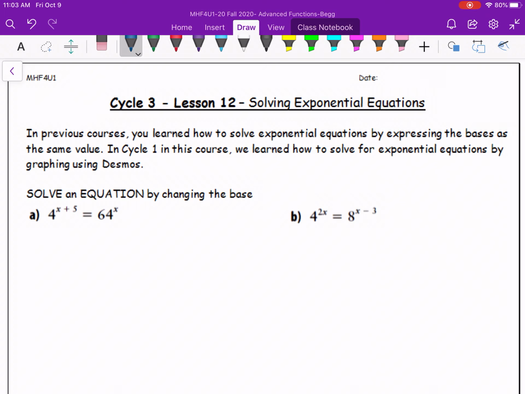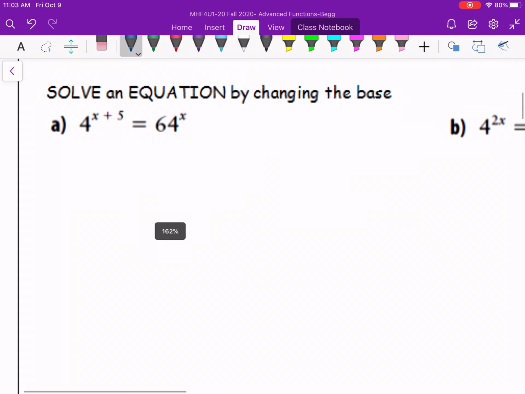In lesson 12 for cycle 3, we're going to keep working with exponential functions and logarithmic functions. In particular, though, we're going to see how we can use what we know about logarithms and power rules, power laws, to solve some more difficult exponential equations. So we're going to do it algebraically, and we're going to use a variety of techniques.